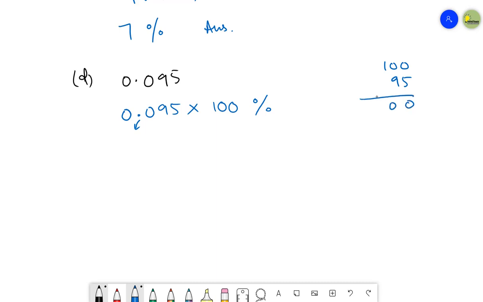5 zeros are 0, 5 zeros are 0, 5 ones are 5. Cross multiply. Just write down a cross sign. 9 zeros are 0, 9 zeros are 0, 9 ones are 9. So it is 9500. Now where are you going to write the decimal point?